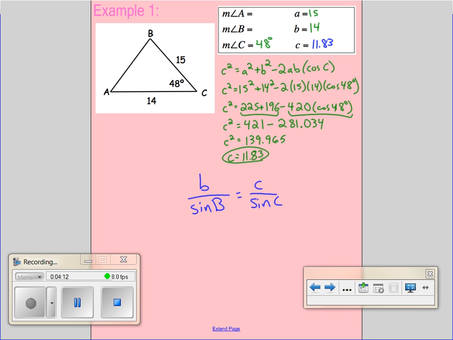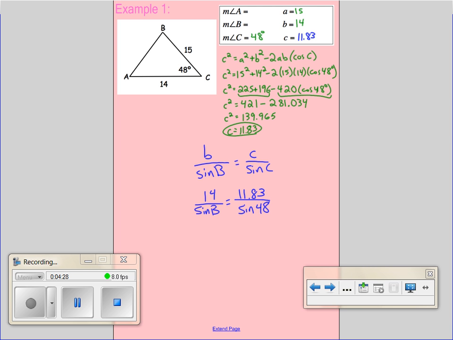Filling in the information, we get little b is 14 over sine B equals 11.83 over sine 48. Again, cross multiply and solve here. And we have to remember, to find an angle, we have to press second sine on our calculator, which will get us sine to the -1. So once we do that, we end up with angle B is equal to 61.58 degrees.